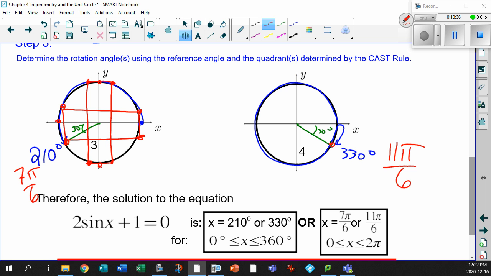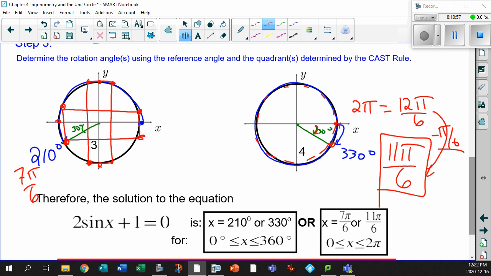Or you could have gone all the way around to 2 pi. You'd have to convert that to 6, so this would be 12 pi over 6. That would make it easier. And then go back pi over 6, subtract out that pi over 6 because that's the reference angle, giving you 11 pi over 6. Pretty sweet, isn't it? Now, we're going to do tons more of these.